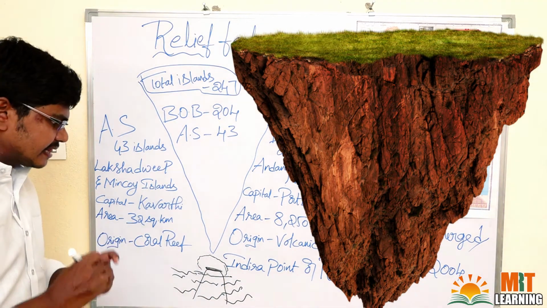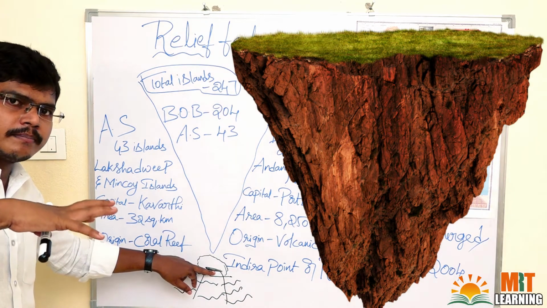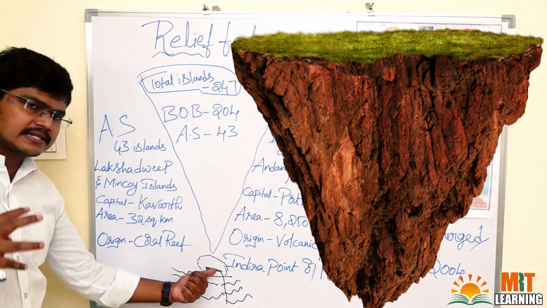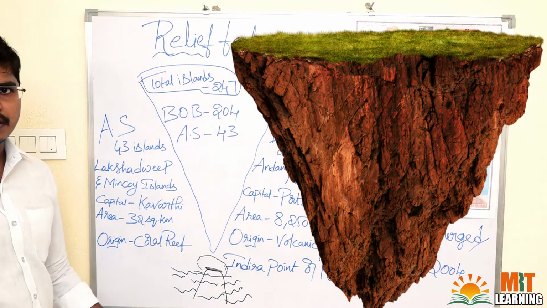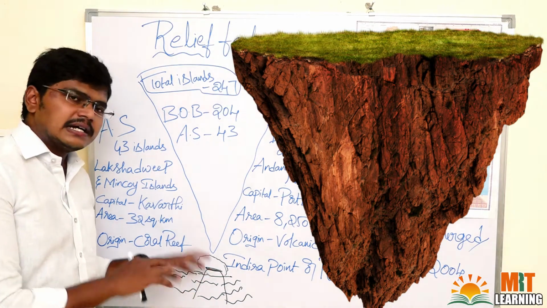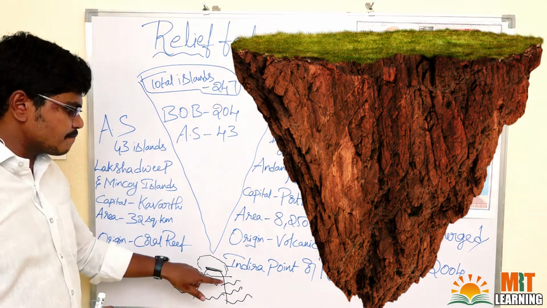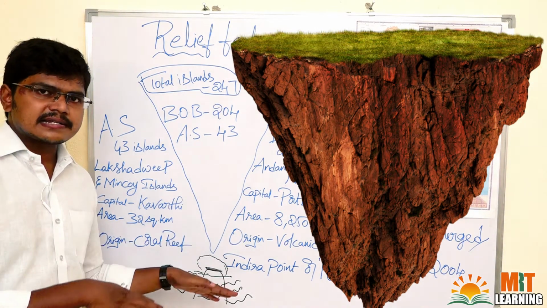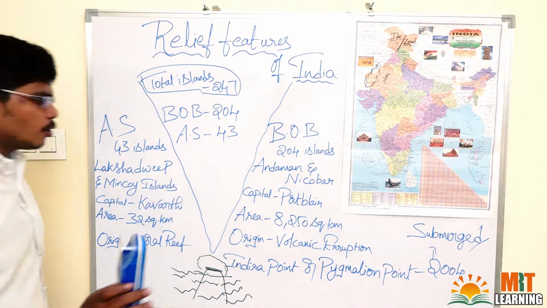So an island is nothing but the topmost part of hills or mountains. If you go into the sea and observe what is there below the islands, it is a hill or mountain. Because the level of the sea increases, the mountain is submerged and the top part is considered an island. Okay, don't get confused.